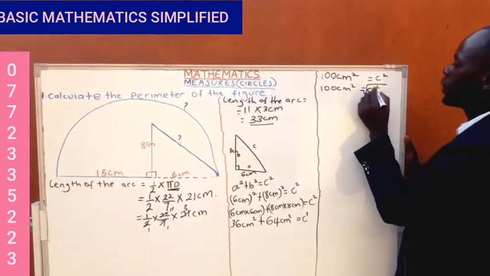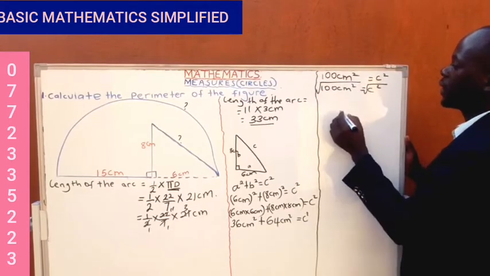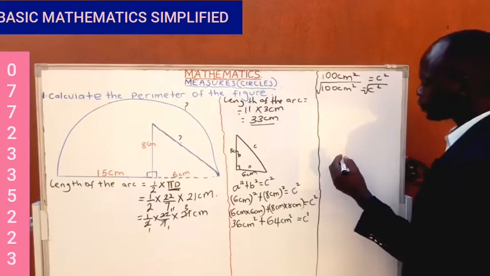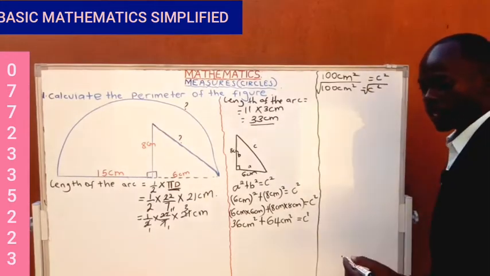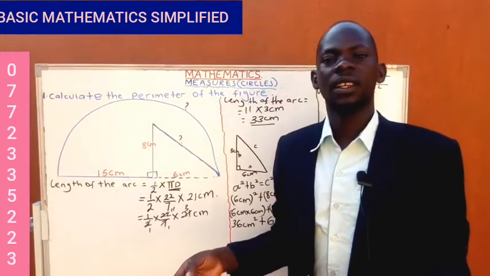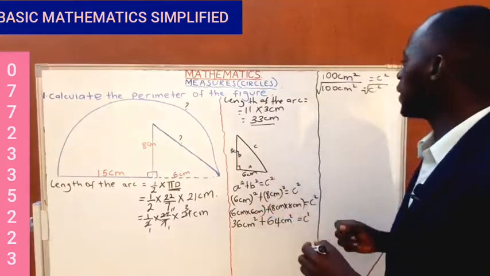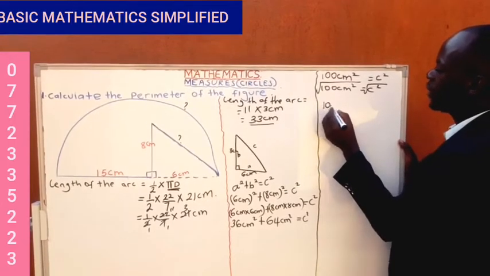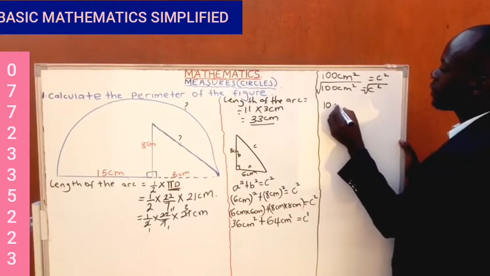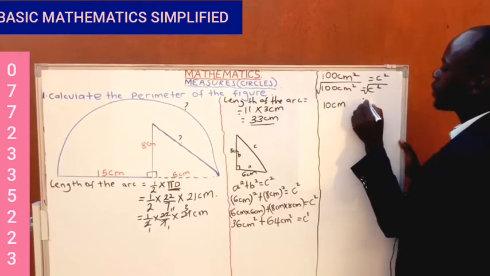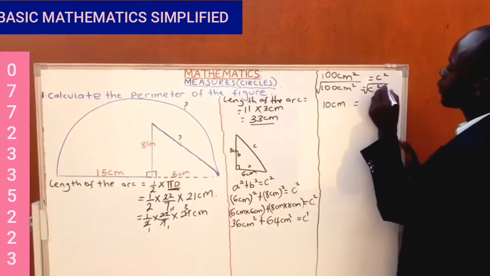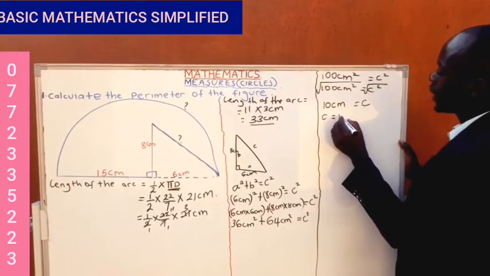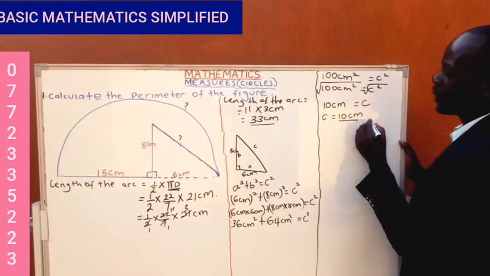To get the value of C, you take the square root on both sides. Remember we calculated last time, when you get the square root, you use the prime factorization method to calculate it very well without any problem. So the square root of 100 is 10. The square root of square centimeters remains centimeters, not square this time. So C squared cancels, and we have C here. So that length is now 10 centimeters.